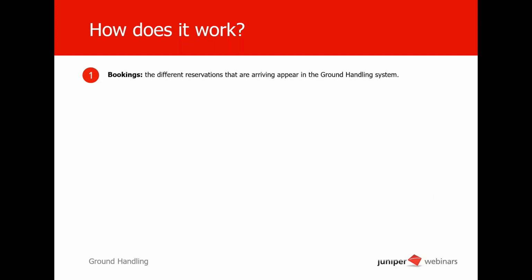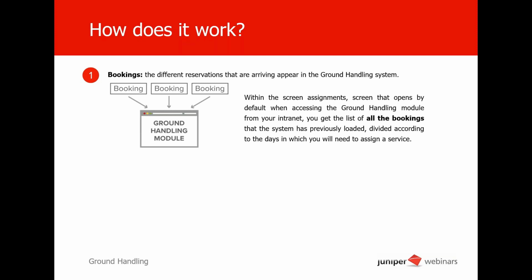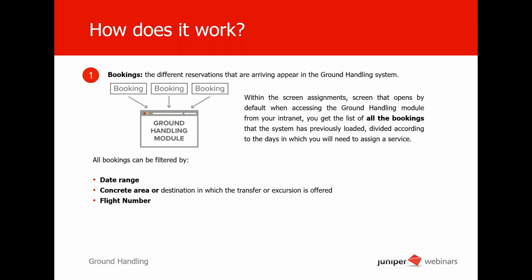Bookings. The different reservations that are arriving appear in the ground handling system. Within the assignments screen, that opens by default when accessing the ground handling module from your intranet, you get the list of all the bookings that the system has previously loaded, divided according to the days in which you will need to assign a service. All the bookings can be filtered by date range, concrete area or destination in which the transfer or excursion is offered, and flight number.